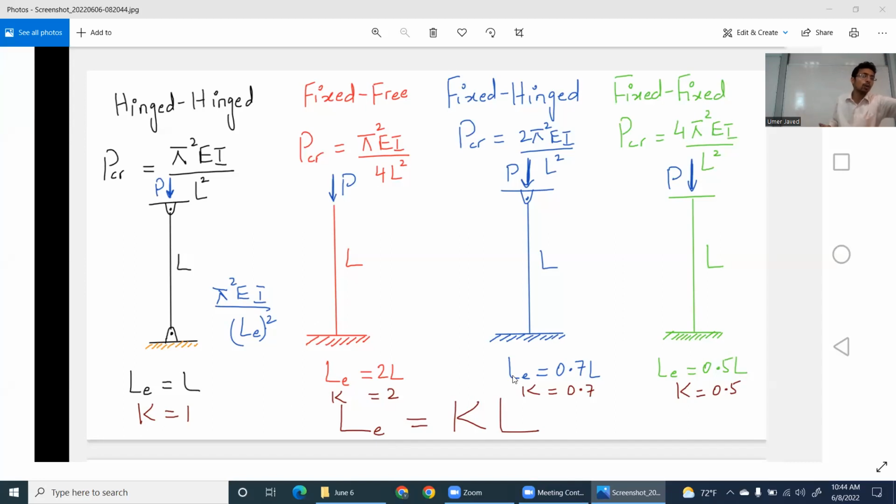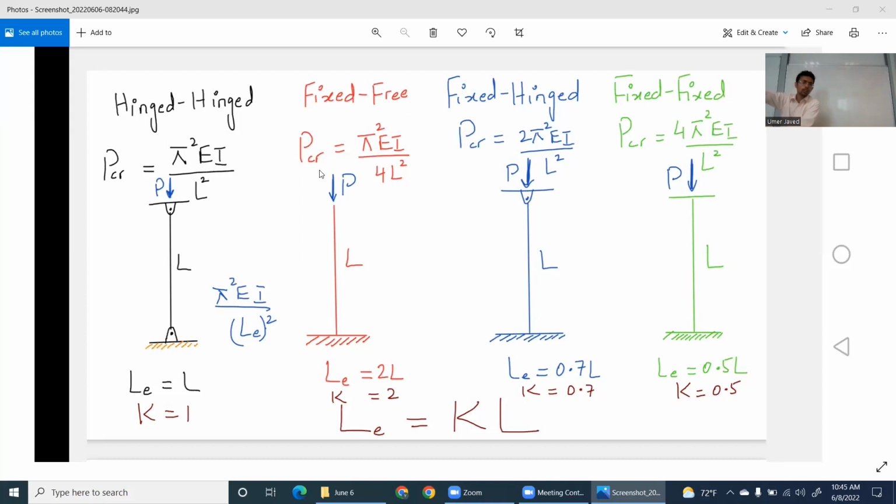Here, I really want to emphasize, in an exam setting, my suggestion is to use the formula P critical is equal to pi square EI over LE square. Sorry, I stopped for a second. P critical is equal to pi square EI over LE square. Write this formula and then select whether LE is equal to L, LE equal to 2L, LE equal to 0.7L, or LE equal to 0.5L. So these are the four cases we talked about.